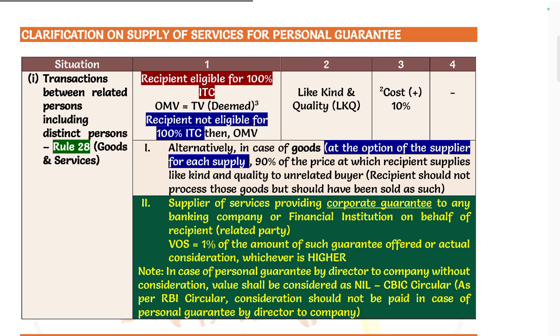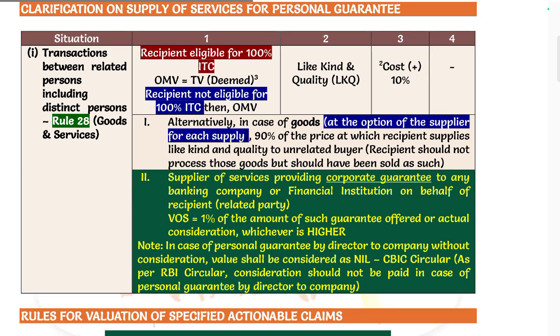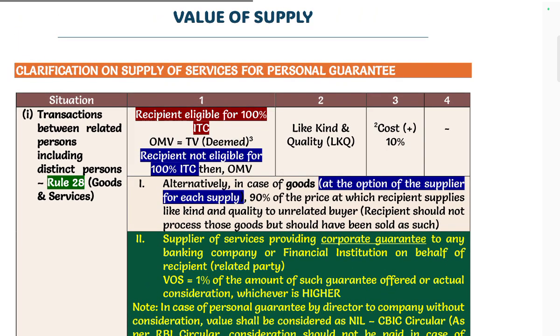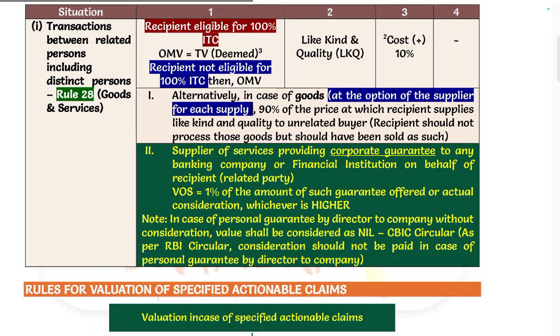Plus like kind and quality (LKQ) or cost plus 10%, minus alternative: any goods at the option of the supplier, 90% of the price of the recipient supplies as like kind to unrelated buyers. The recipient should have processed the goods and should have sold them.